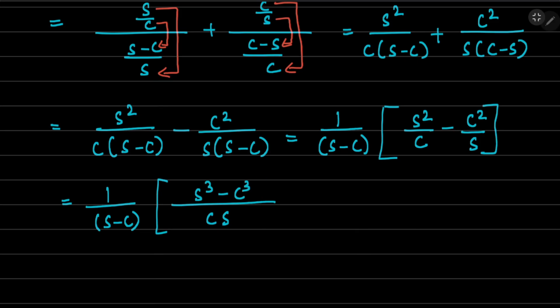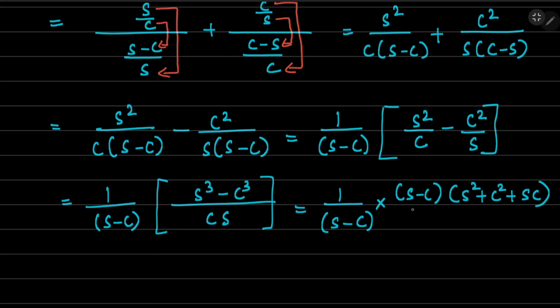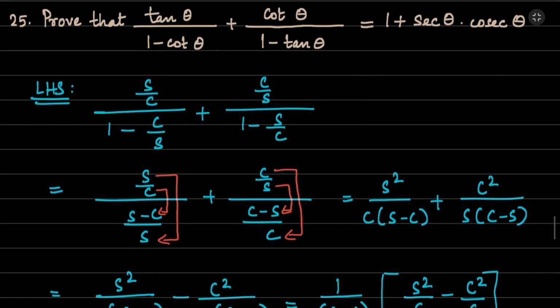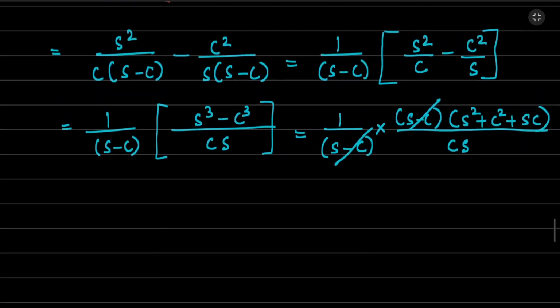Again, a cube minus b cube. So you have 1 over sine minus cos multiplied by a minus b into a square plus b square plus ab, whole divided by sine into cos. So sine minus cos will get cancelled. Now take a look at what you need. You need 1 plus secant theta into cosecant theta. So what is left is sine square plus cos square plus sine theta cos theta, whole divided by cos into sine.